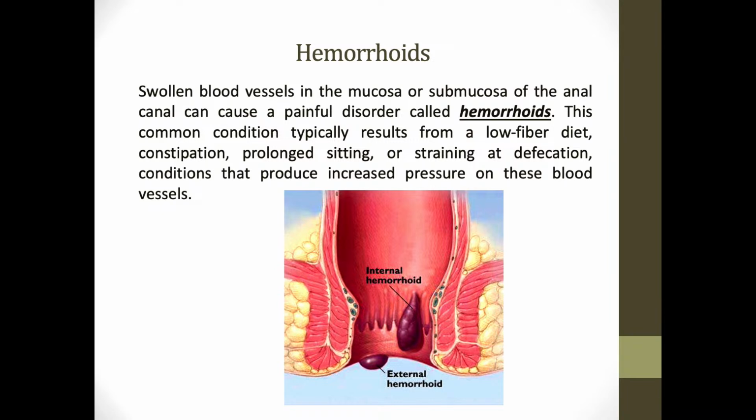Now we start with hemorrhoids. Swollen blood vessels in the mucosa or submucosa of the anal canal can cause a painful disorder called hemorrhoid. This common condition typically results from a low fiber diet, constipation, prolonged sitting, or straining at defecation, conditions that produce increased pressure on these blood vessels. Yes, and this forms a hemorrhoid.